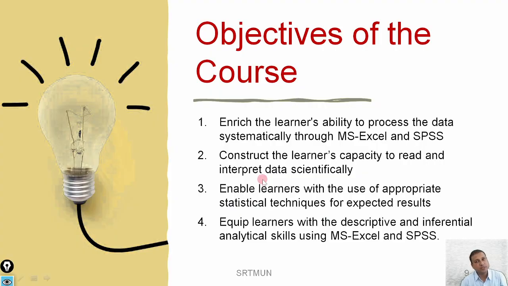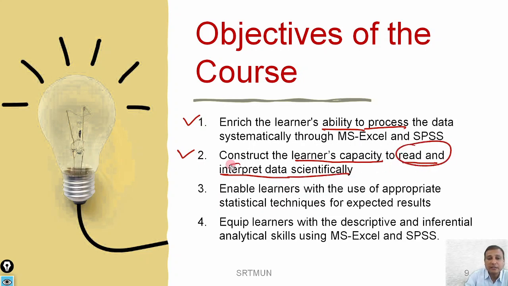Now let me take you to the objectives of this course. So here is the first objective. First objective is to enrich the learner's ability to process the data systematically through MS Excel and SPSS. Second objective, to construct the learner's capacity to read and interpret data scientifically. So this is an important part, reading and interpretation, because the process is simple to understand. You will understand the process in a very simple way, but how to read and how to interpret the result of the data, that's the crucial part that we are dealing with here in this certificate course.